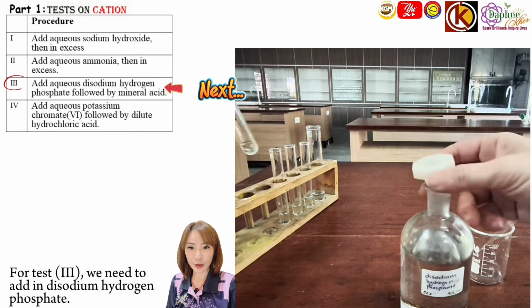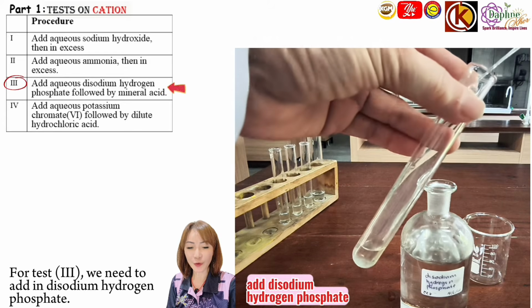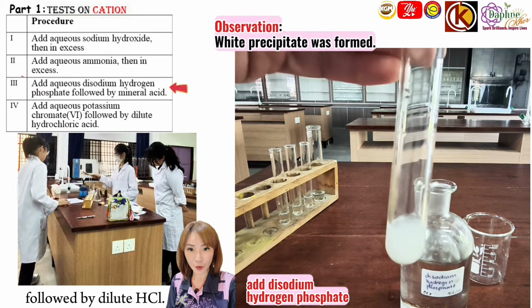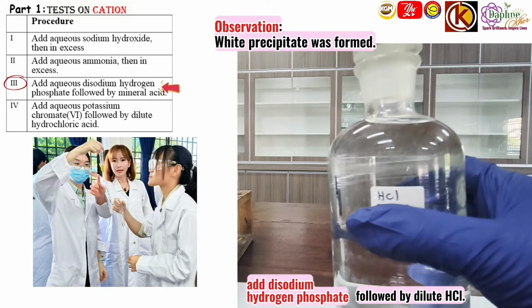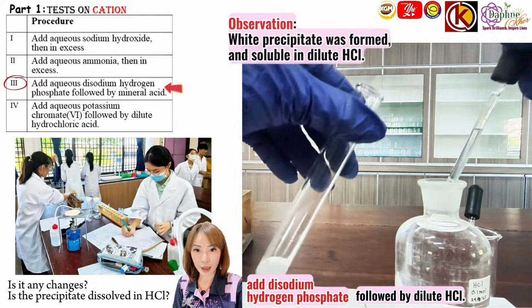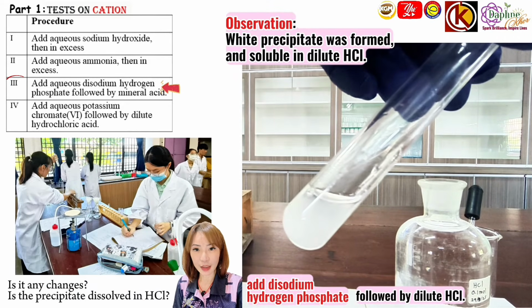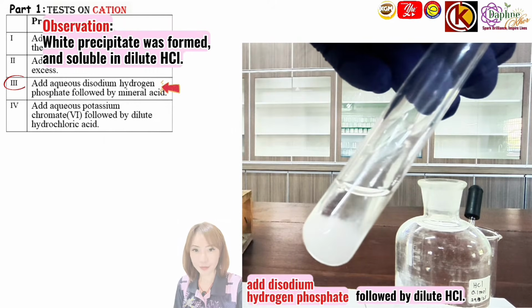For test 3, we need to add in disodium hydrogen sulfate followed by dilute hydrochloric acid. Are there any changes? Is the precipitate dissolved in hydrochloric acid?